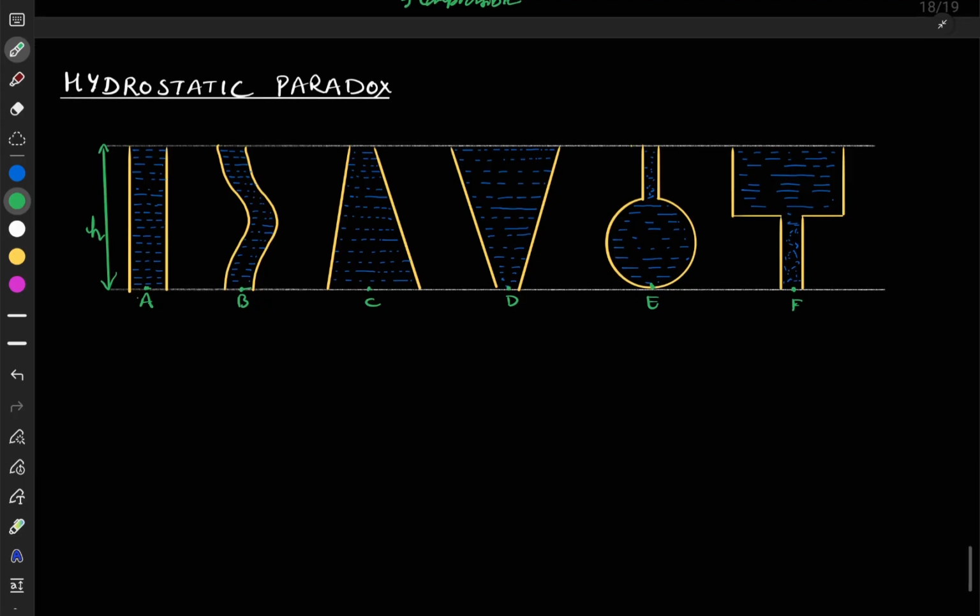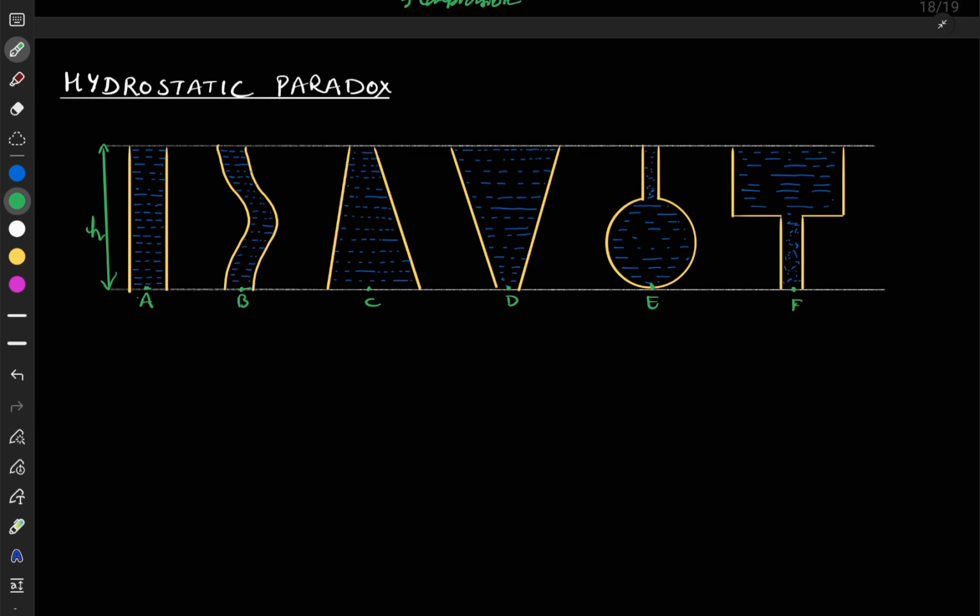Now let's consider these 6 cases. The 6 types of containers are filled with fluids, and let's say H is the water level inside every type of container. We talk about the pressure at the bottom, that is points A, B, C, D, E, F. Although the quantity of water inside each container will be different, and so will the weight of the container, if we talk about the pressure, we know from the hydrostatic law that dp by dh is equal to rho g.